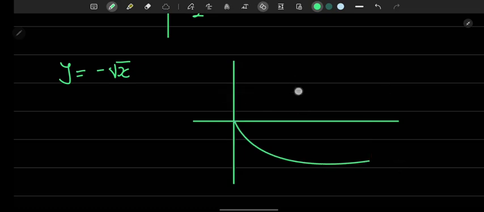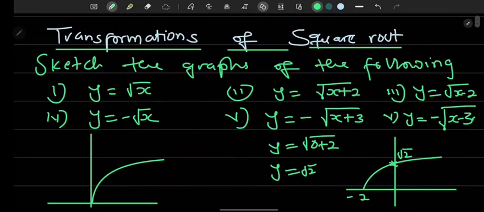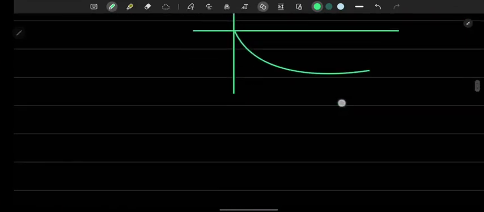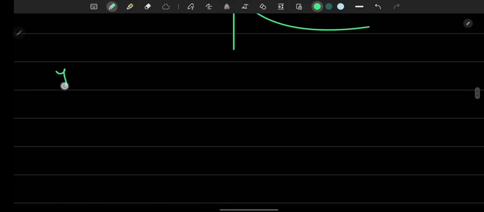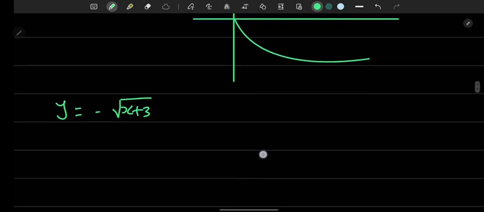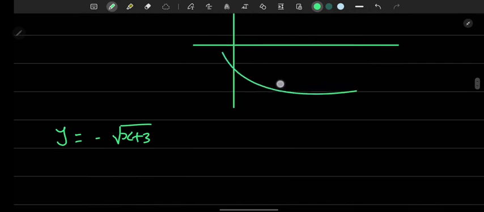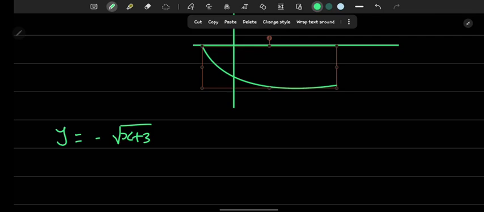So we're now going to use this to get the next functions, which are questions 5 and 6. When you check number 5, we have y equals minus square root of x plus 3. Remember, we have a horizontal shift and we also have a reflection. The horizontal shift here is plus 3, which means 3 units to the left. So we take the function 3 units to the left, and we're going to have something like this.